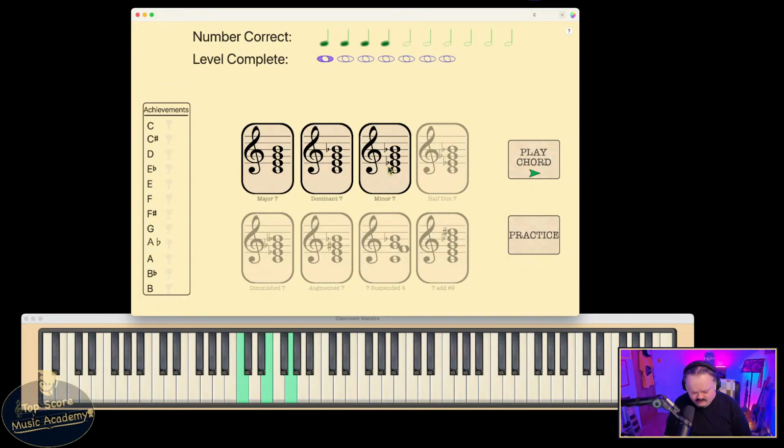There it is, major 7th. Major 7ths have a nice openness to them. They're nice and easy going. They don't have the same tension.